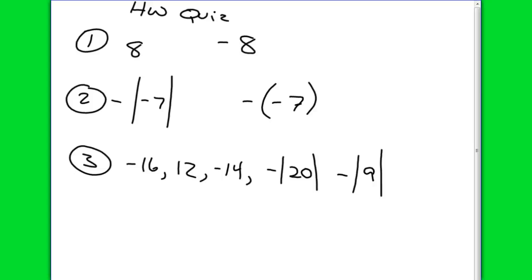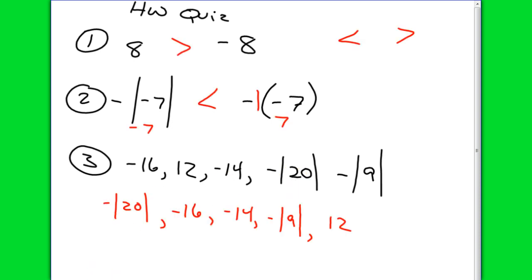We're moving into 1.3 today, but I want you to start with a homework quiz from 1.2. In number 1 and 2, you are comparing these two. Are they greater than, less than, equal to? Number 3, you're ordering them least to greatest. Come back when you have tried it out.